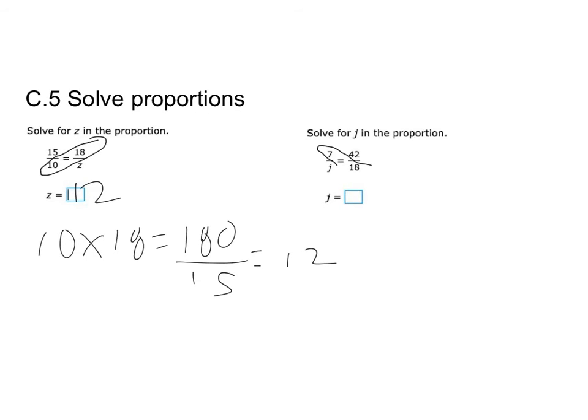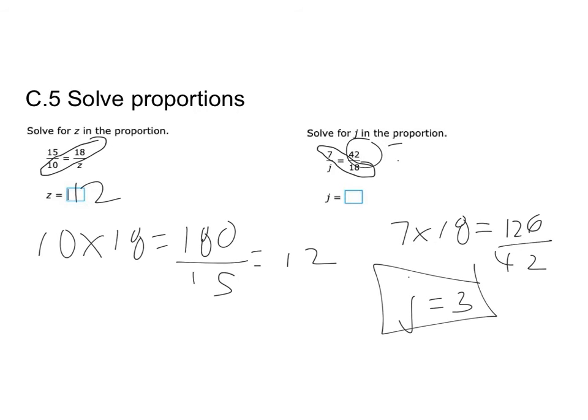Over here, we're going to multiply the numbers that are on the diagonal, so 7 times 18. That's going to give us 126. We're going to take that and we're going to divide it by 42, which gives us 3. Again, just straight calculator practice here.